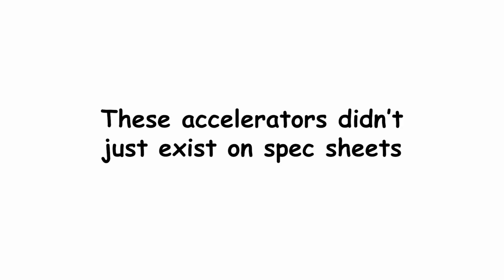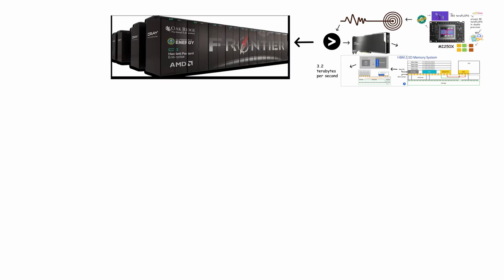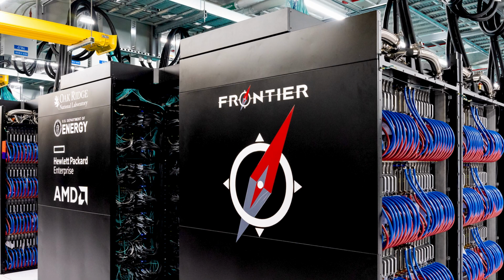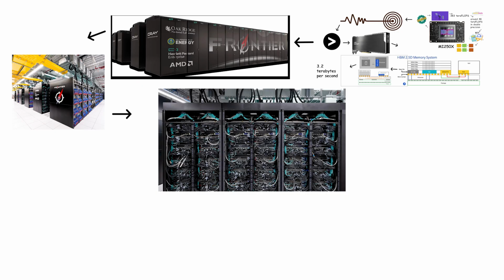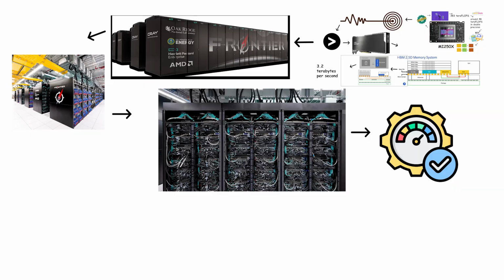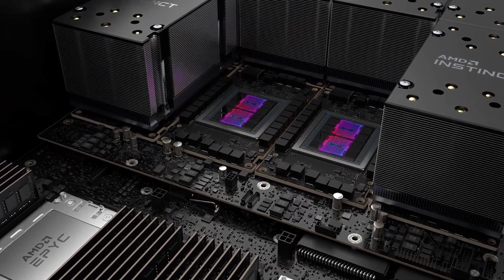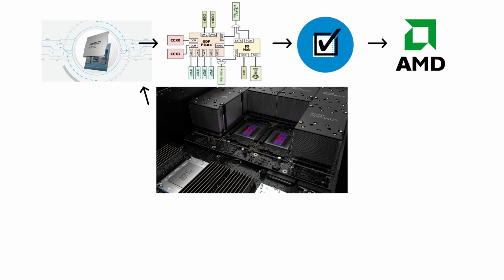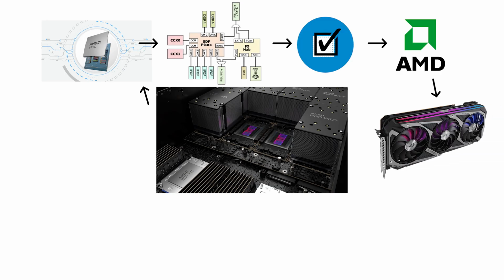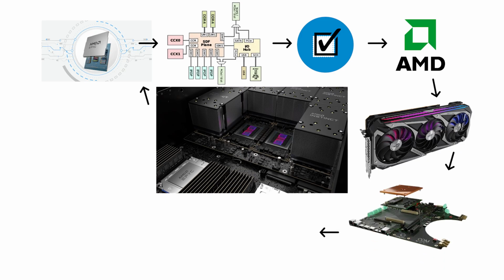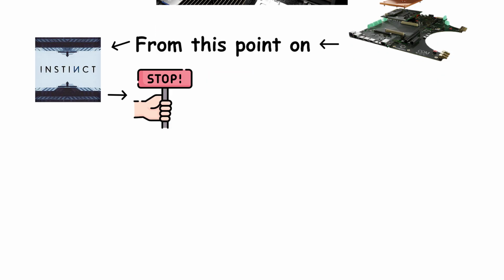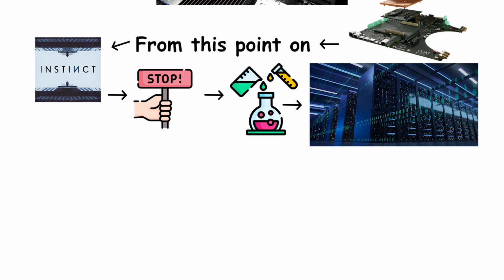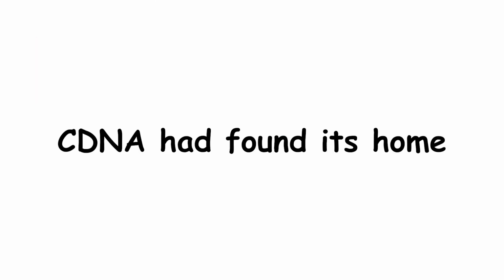These accelerators didn't just exist on spec sheets. They powered the Frontier supercomputer, the first officially recognized exascale system, capable of exceeding 1 exaflops of sustained compute performance. Frontier's compute nodes used MI250X accelerators alongside AMD EPYC CPUs, all connected by Infinity Fabric in a fully coherent architecture. That system alone proved AMD could compete not just in GPUs, but in entire HPC ecosystems. From this point on, the Instinct name stopped being an experiment and became a cornerstone of modern supercomputing. CDNA had found its home.